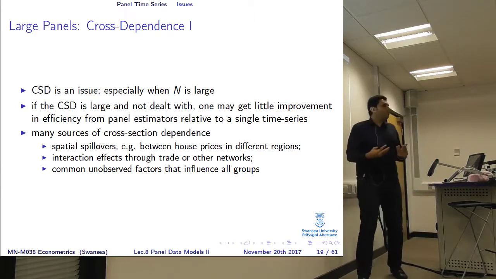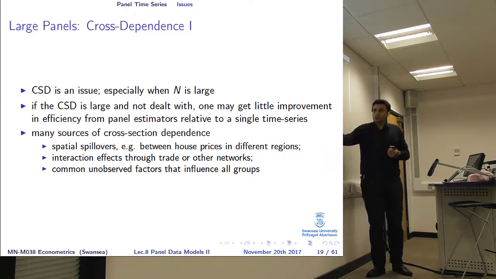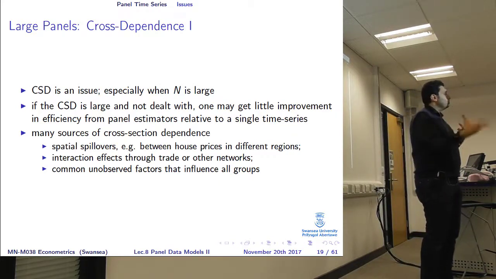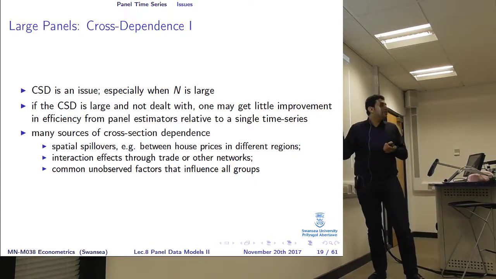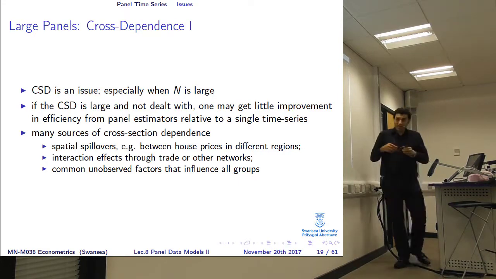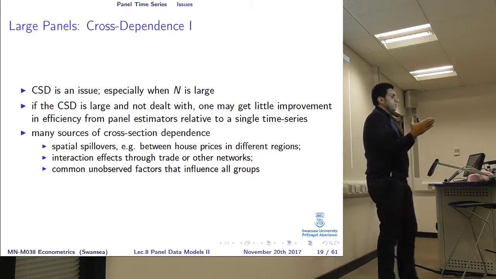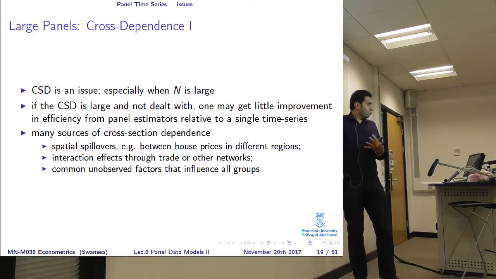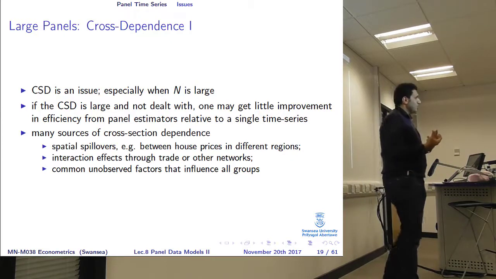So where does this cross-section dependence come from? If we're talking about house prices in different regions, we could have some spatial spillovers. There's an impact between different units, the house prices in different regions. The units here are these different regions, and they affect each other, or we can have links. Countries might not be neighbors. Country A and country B, geographically, don't have to be neighbors, but they could be linked through trade or financial linkages. That would determine how the spillover works from country A to country B. So it doesn't have to be a spatial spillover; it could be through other effects, such as trade.